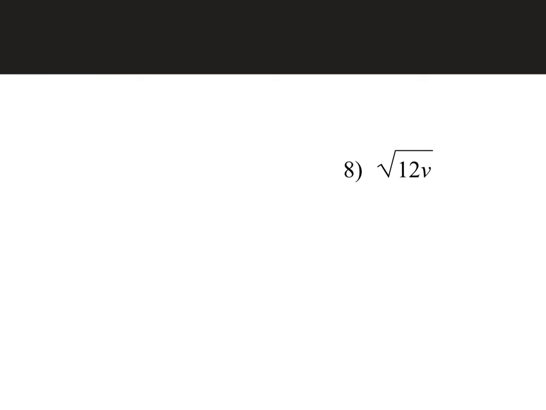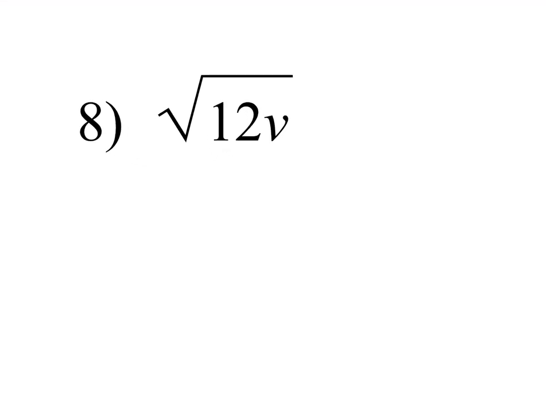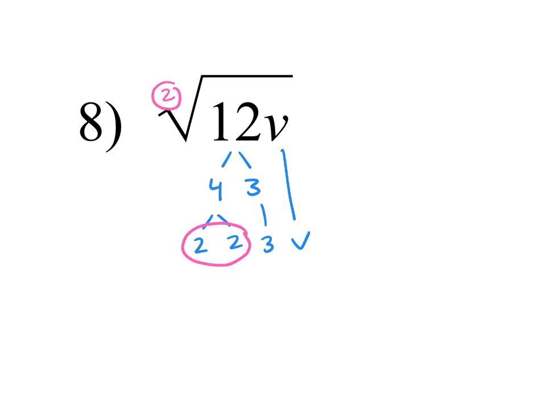All right, let's look at number 8. What are factors of 12? 4 and 3. What are factors of 4? 2 and 2. So I'm circling groups of what? 2. Groups of 2. So I have 2 twos. Any other groups? Any other pairs? Nope. So what comes to the outside? A 2. And what stays on the inside? 3.